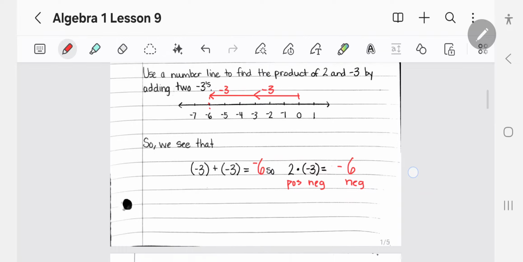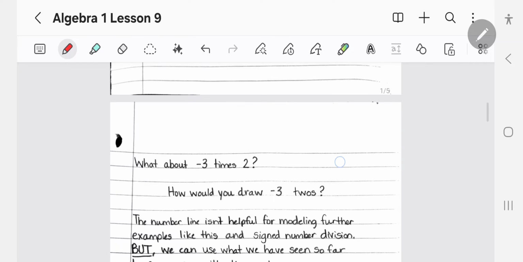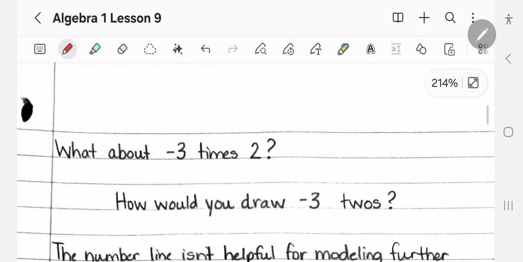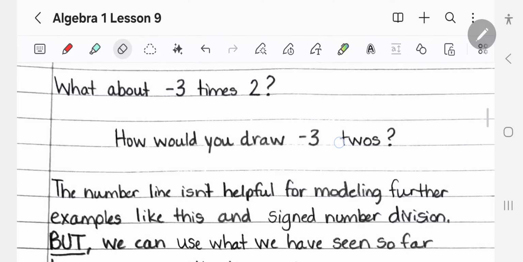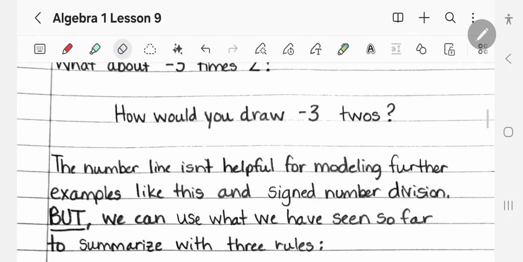All right, let's go down with one more example. What about if you had negative 3 times 2? Okay, this is a little different. This is like saying I have negative 3 2's. Well, how can I have negative 3 2's? I don't have a way of drawing that on a number line, right? We can't draw that. So the book tells you that the number line isn't helpful for modeling further examples like this, and even signed number division that we'll get to in a future video.